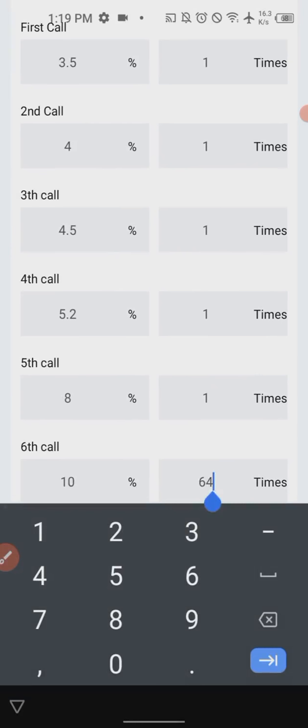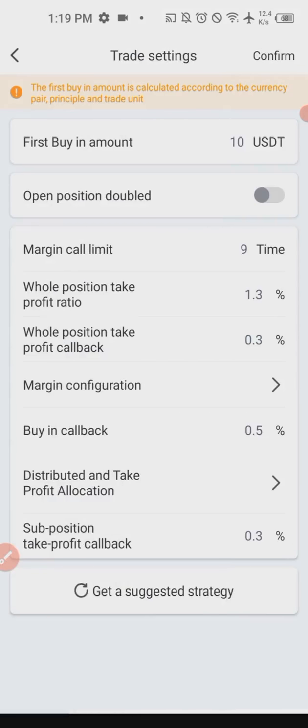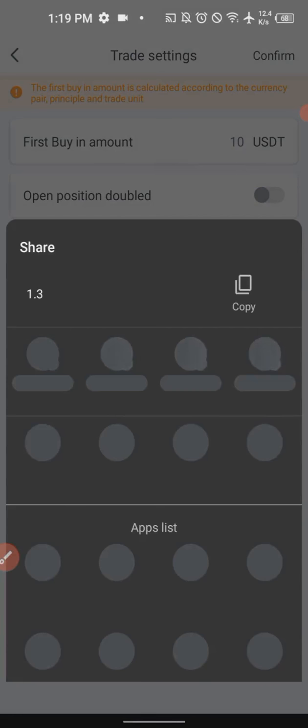So let me quickly set this trade for you to understand how a trade works. So this is the last. I said I need 10. I need about 9 margin calls. So let me change this to 9. It's supposed to be 9. I don't know why it's not effective here.